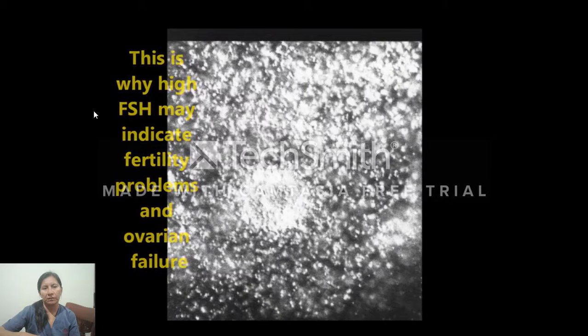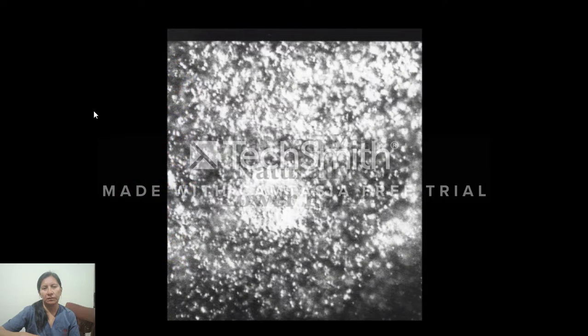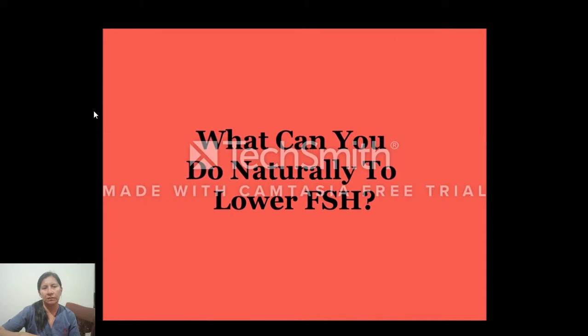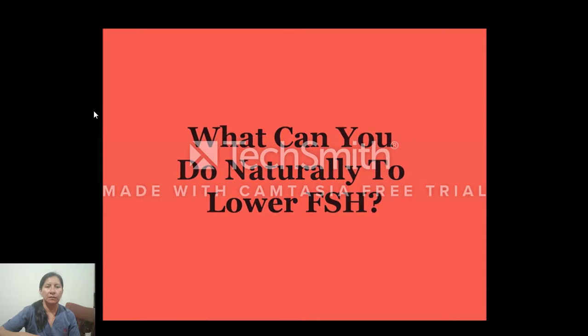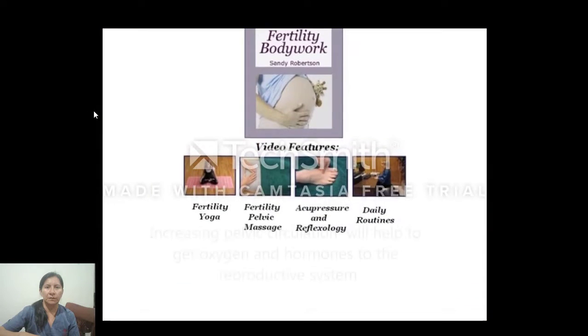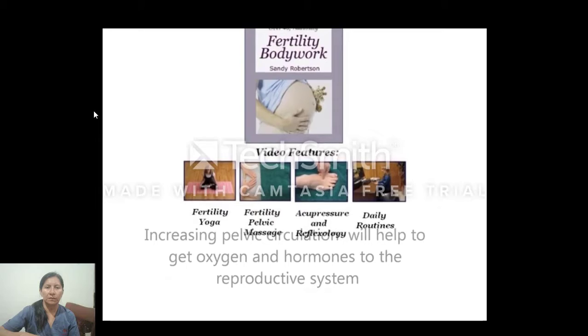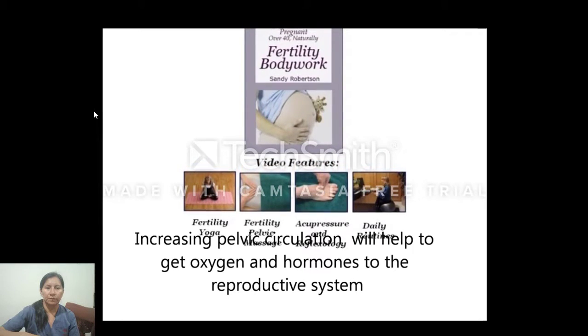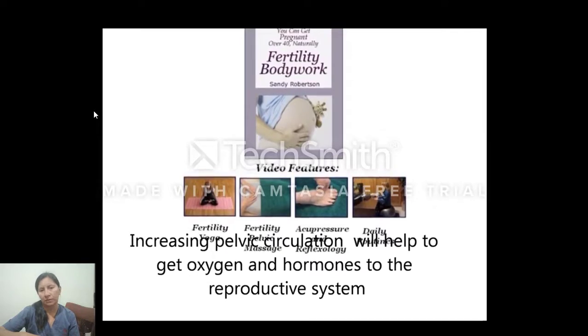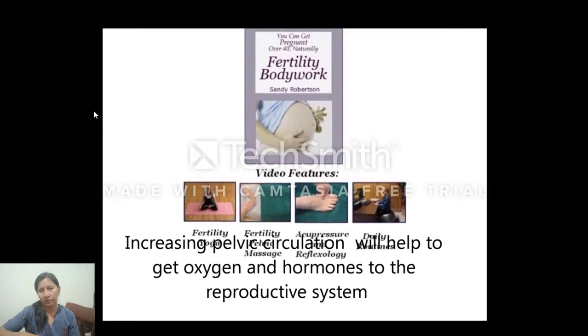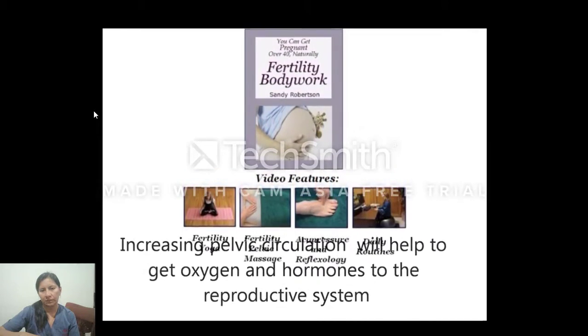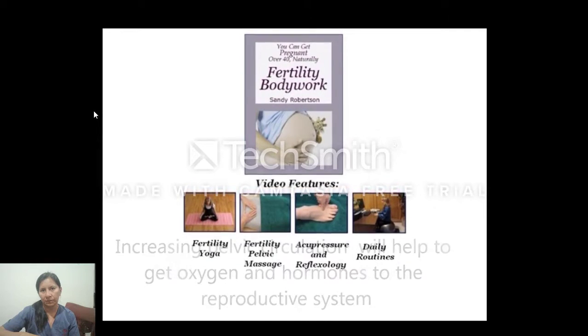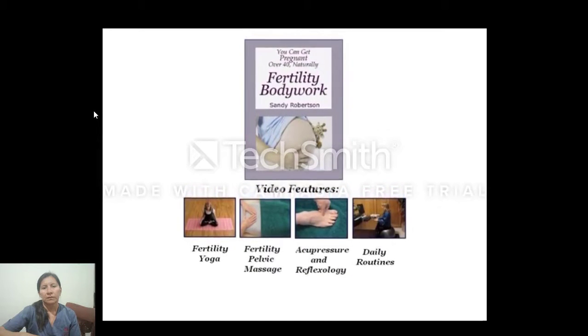So what can you do naturally to lower FSH? The first thing I recommend is increasing pelvic circulation. Hormones and oxygen travel through the circulatory system. This will assist your body in getting the hormones where they're needed. I have a DVD on fertility bodywork which shows how you can perform self-pelvic massage and certain yoga poses.